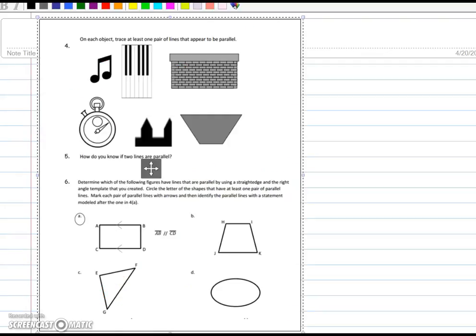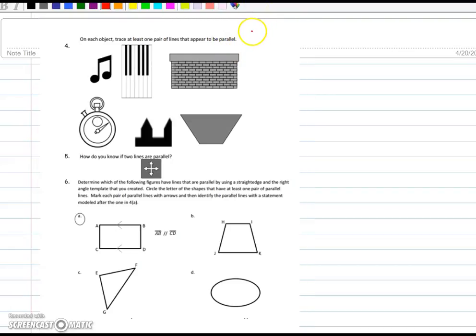Okay, now it says we need to find one pair of opposite lines that appear to be parallel. And if we remember correctly, parallel lines are lines that never intersect, like railroad tracks, for example, or an equal sign. So we're looking for lines that are like this. So on the musical notes, this line and this line, they would never cross. There are many on piano keys, these two keys, these keys, these keys, those never cross.